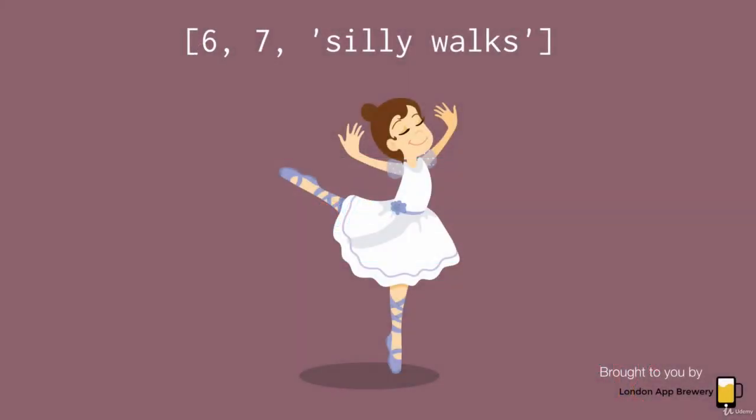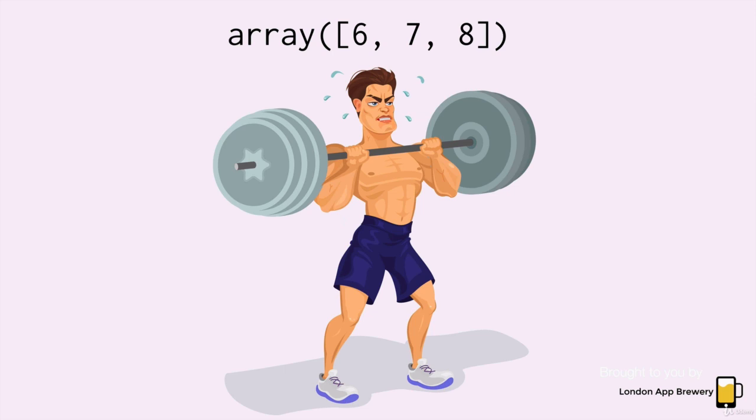You see, the Python list is like a ballerina. She's flexible, friendly, versatile. She can grow and shrink in size, and she can hold on to different types of data, like numbers and text, in the same list. The array, on the other hand, is a weightlifter. He's strong, and he's very good at particular tasks, but he's less versatile.